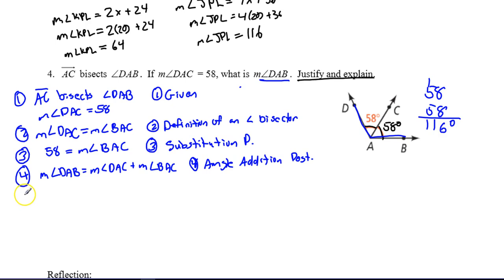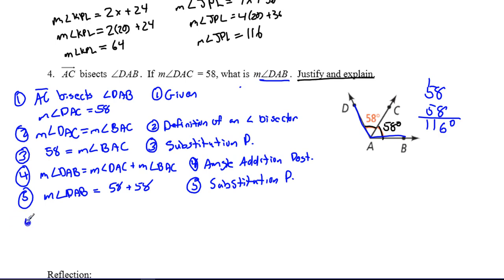All right, and then what are we going to do? Well, we're going to substitute those in. The measure of angle DAB equals 58 plus 58. What did we do there? We just substituted. So, substitution. Okay, and then we're just going to simplify that on our last step. So the measure of angle DAB equals 116. All right, and that was just simplify.